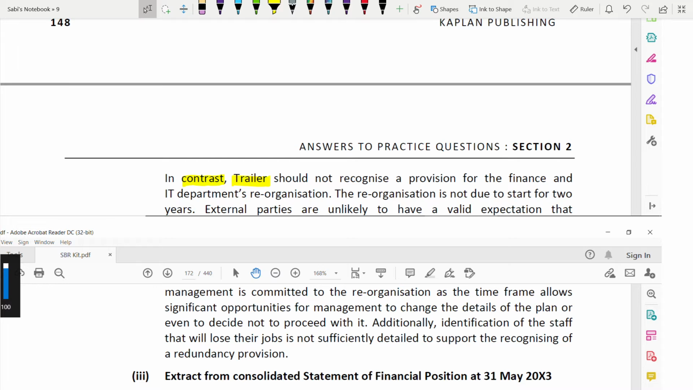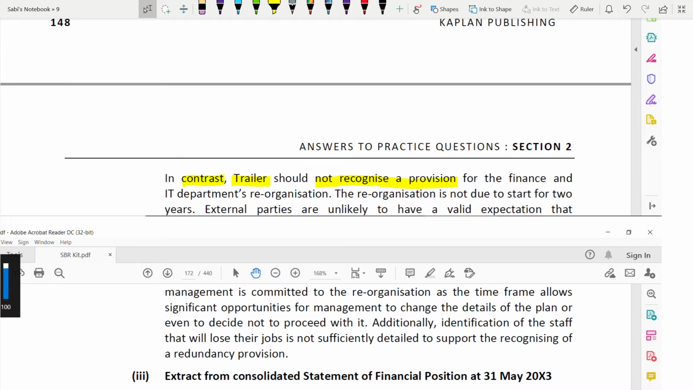So trailer should not recognize a provision. Should not recognize. Don't leave something hanging like that. Both things you have to explain. If it should be recognized, how it should be recognized, where it should be recognized. If it should not be recognized, why it should not be recognized. You have to write like this.